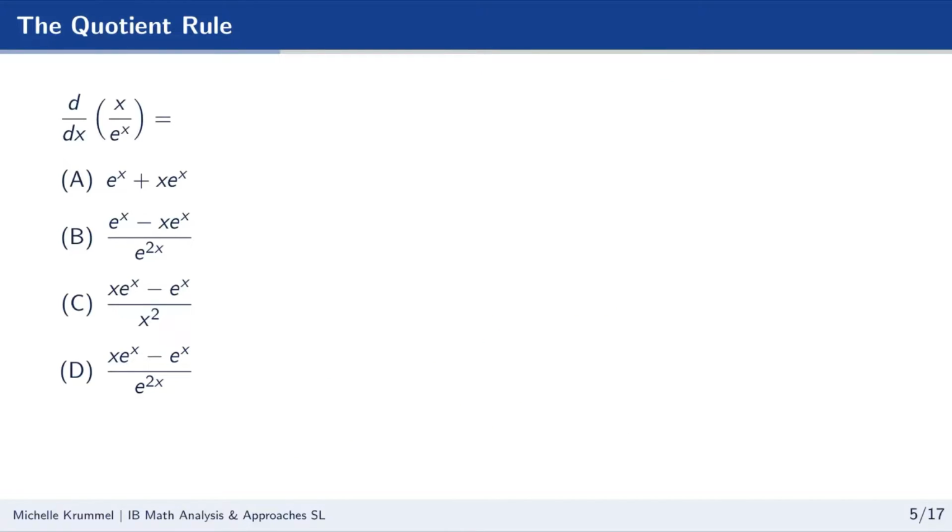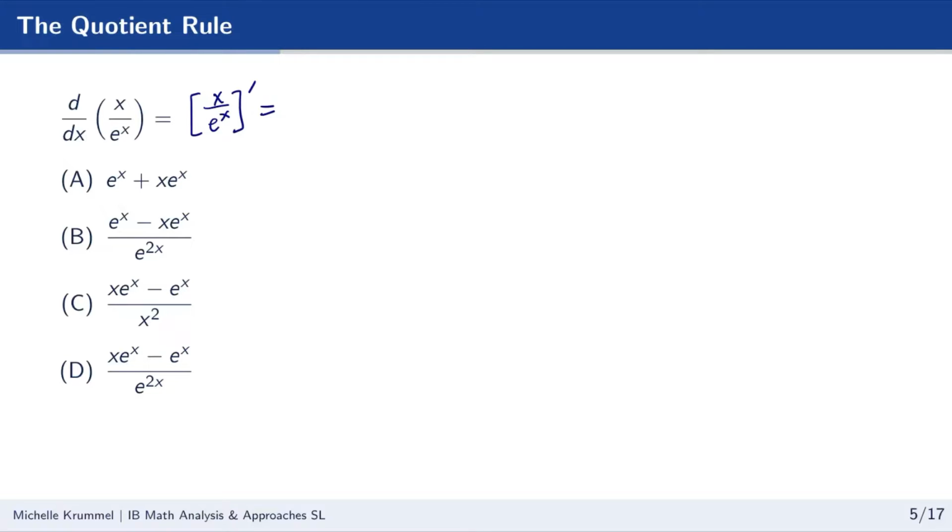Let's practice a few examples. The derivative of x over e to the x. So we have this other notation here. I hope you're getting comfortable with the multiple ways to write derivatives. So d over dx of x over e to the x. We want the derivative of x over e to the x.